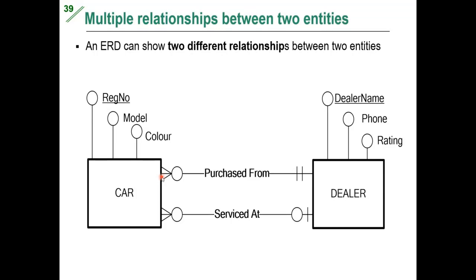Multiple relationships between entities. So far we have learned binary relationships. Binary means two entities but a single relationship, right? Can I have multiple relationships between two entities? Yes, of course. Now this is a classic example.